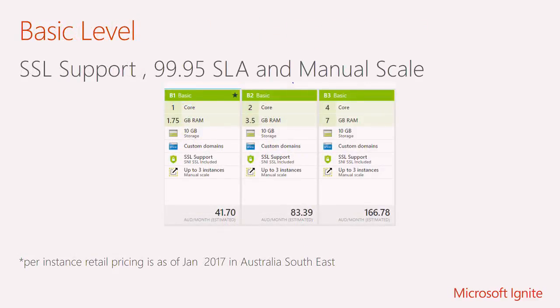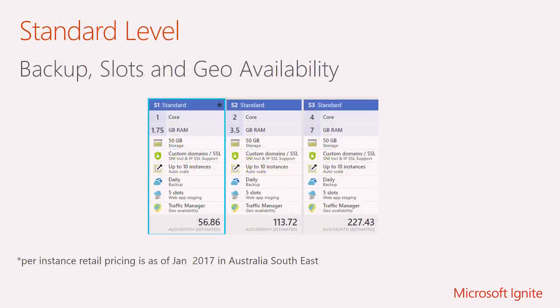Then we go up to the basic level where we now get the ability to do SSL. We can apply a custom domain and have up to 3 instances. And you'll see there's a few different options here with a lot of different bits of storage, various bits of RAM. When we go to the standard level, so S1, that first standard level, where we're getting 50 gigabytes of storage, custom domains, we can have 10 instances that auto-scale.